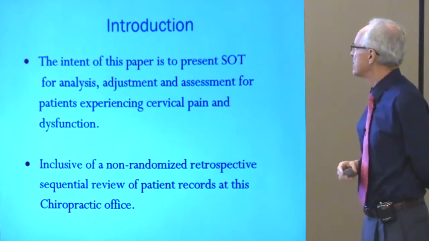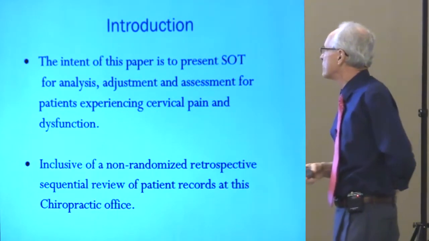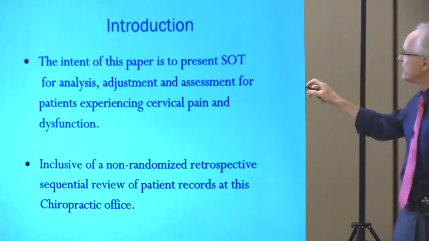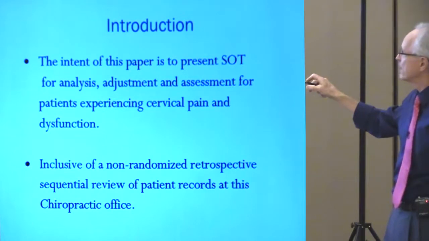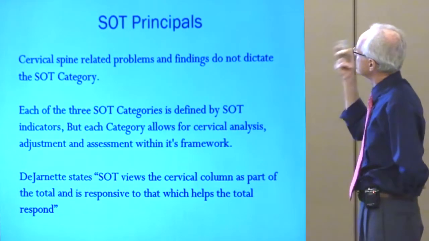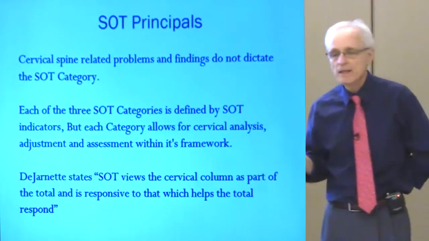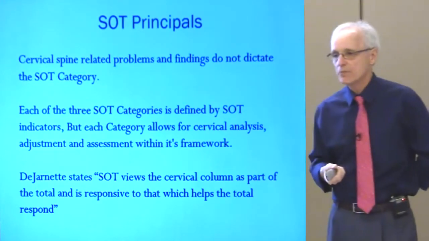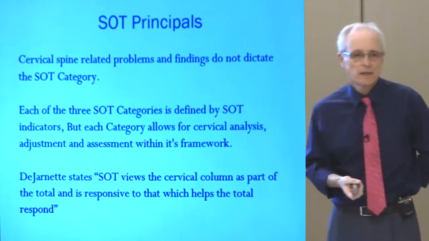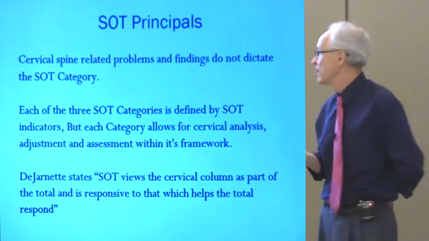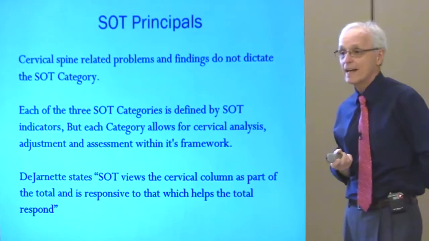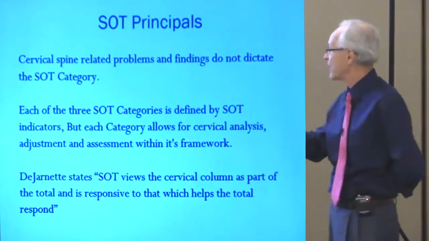This is a non-randomized retrospective sequential review of patients' records at this chiropractic office. So we did review 48 patients, and here's some of the principles. Cervical spine-related problems and findings do not dictate the SOT category. So if a patient walked into your office with a lot of pain in their neck, couldn't turn their head, what category would they be? The answer is you don't know, because you haven't identified a category yet. So you have to identify the category.